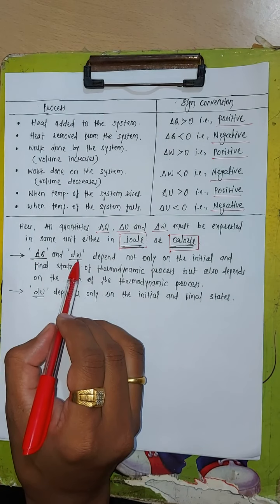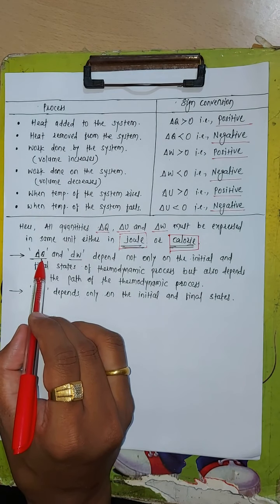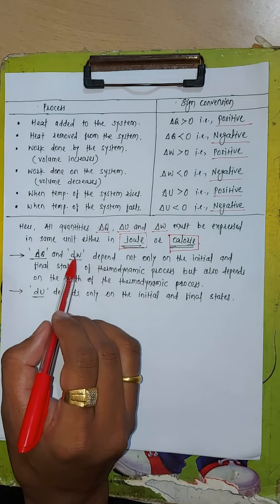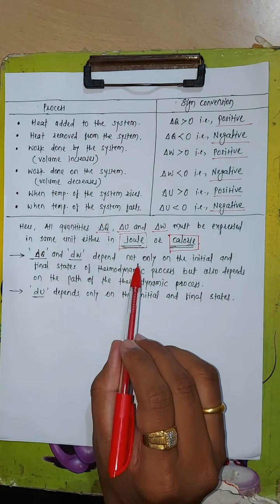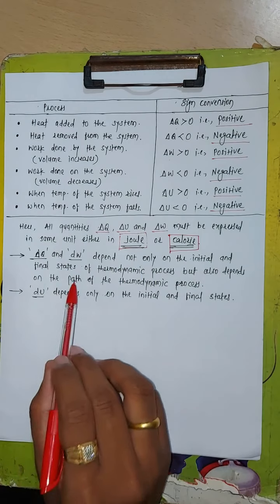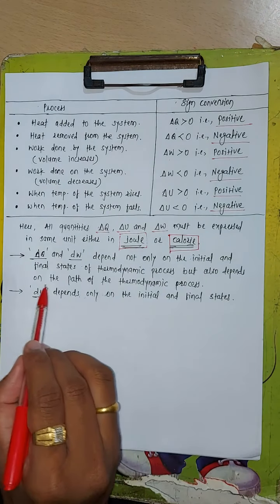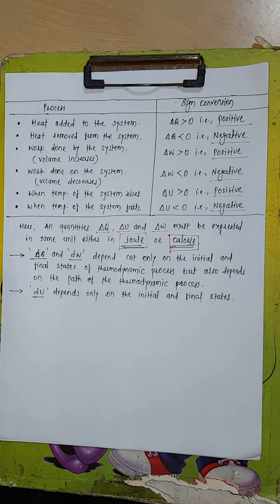So dQ and dW, that means the amount of work done and the amount of heat supplied to the system, both quantities depend not only on the initial and final states of the thermodynamic system, but also on the path of that thermodynamic system.